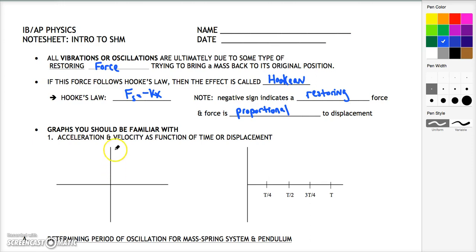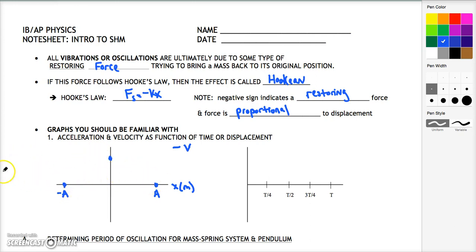So if we take a look at graphs, we want to plot acceleration and velocity as a function of displacement or time. Let's do it first versus displacement. I'll do velocity in this blue. We are oscillating between a positive amplitude, which I'll call A, and a negative amplitude, the two extremes that you saw in the simulation. The velocity is 0 at the extremes because the block is turning around, and right in the middle, at a position of 0, the velocity is a maximum. Let's say the velocity is positive.